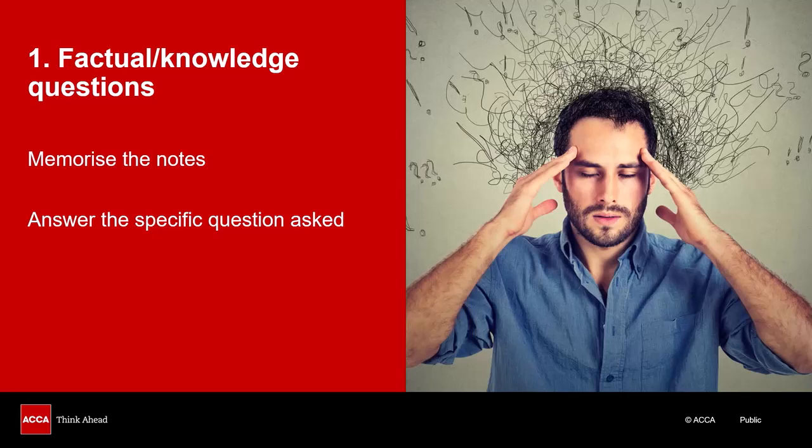Now, on the previous slides, I gave an example question of explain the auditor's responsibilities around preventing and detecting money laundering. But it could be that that question is phrased differently. It might just be preventing, or it might be detecting only. So you've got to make sure you read the question really carefully so that you answer the exact thing that's been asked.